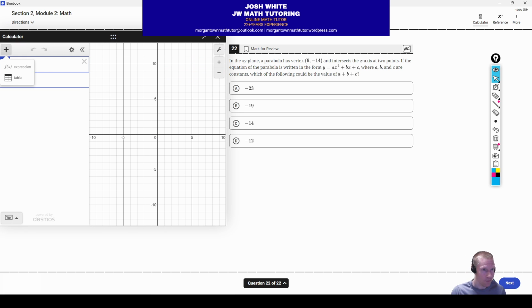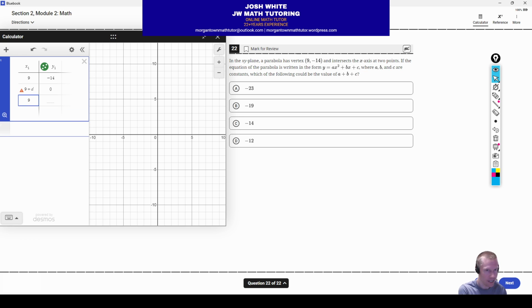So I'm going to add a table, and I'm going to add the points 9, negative 14. That's my vertex. And I'm going to add 2 more points. One is just going to be 9 plus d comma 0. That is one of the x-intercepts. The other one's going to be 9 minus d comma 0.